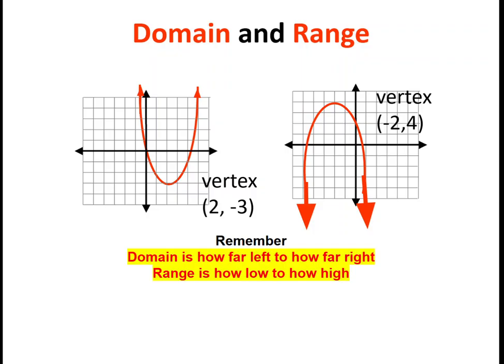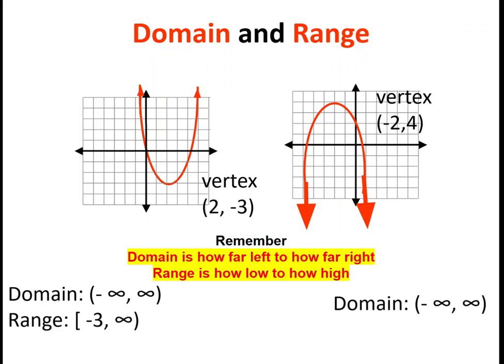So if I look at my first example, the domain, the arrows are showing that they're going to go on forever in both directions and keep getting wider and wider. So the domain is -infinity to infinity. And then the range is going from the lowest point, which is -3, to infinity. And we are touching -3, so that's why we have that square bracket there. And that is also the y value of our vertex.